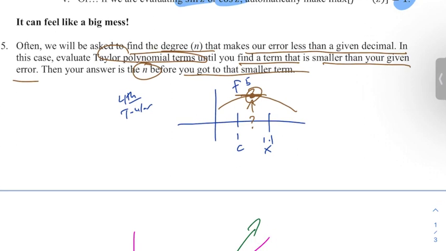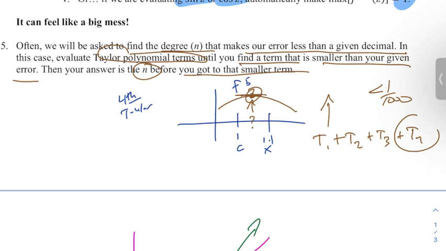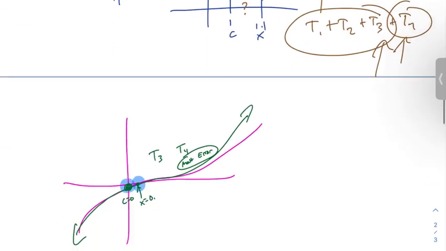I'm not going to show you an example of this, but the idea is that maybe they want your error to be less than 1/1000th, and so you can find T1, the first Taylor polynomial, then you can add to it T2, then add to it T3, until your Taylor polynomial ends up being a number less than 1,000. And then that means your error is less than 1,000 because that's the next term. And so then you would just say, okay, well, the third term, which is a second degree Taylor polynomial, got us that answer.